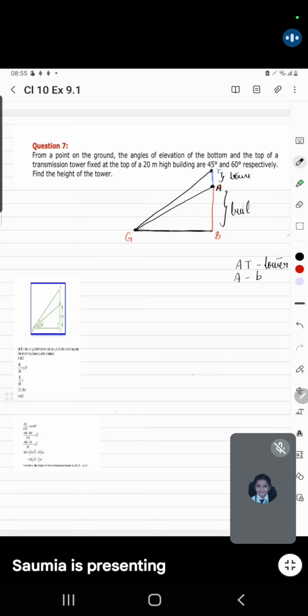Point A is the bottom of the tower, and point T is the top of the tower. AB is my building. Now let's come to the question. The angle of elevation of the bottom of the tower is 45. मतलब G से अगर हम A में देखते हैं, angle made is 45. And top of the tower, angle made is 60. So this angle made is 60. Is this clear?